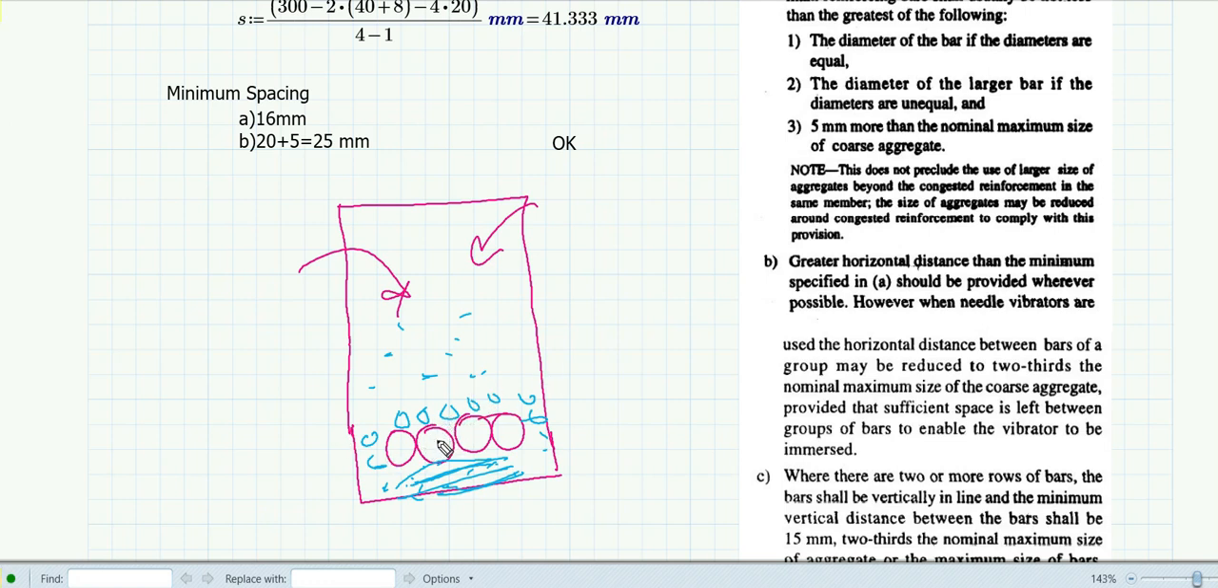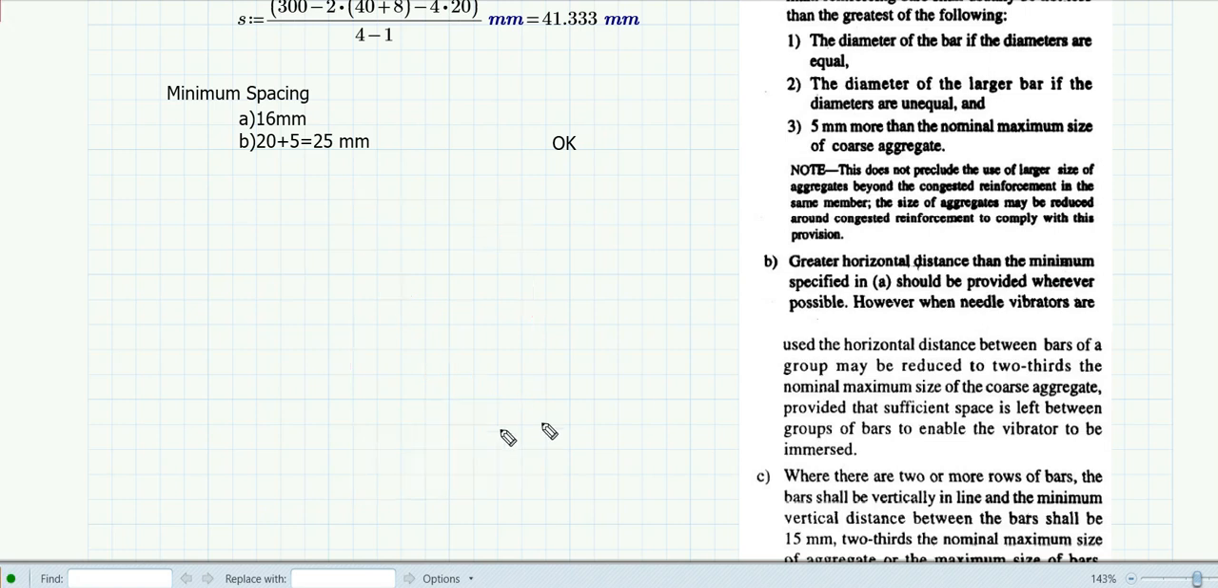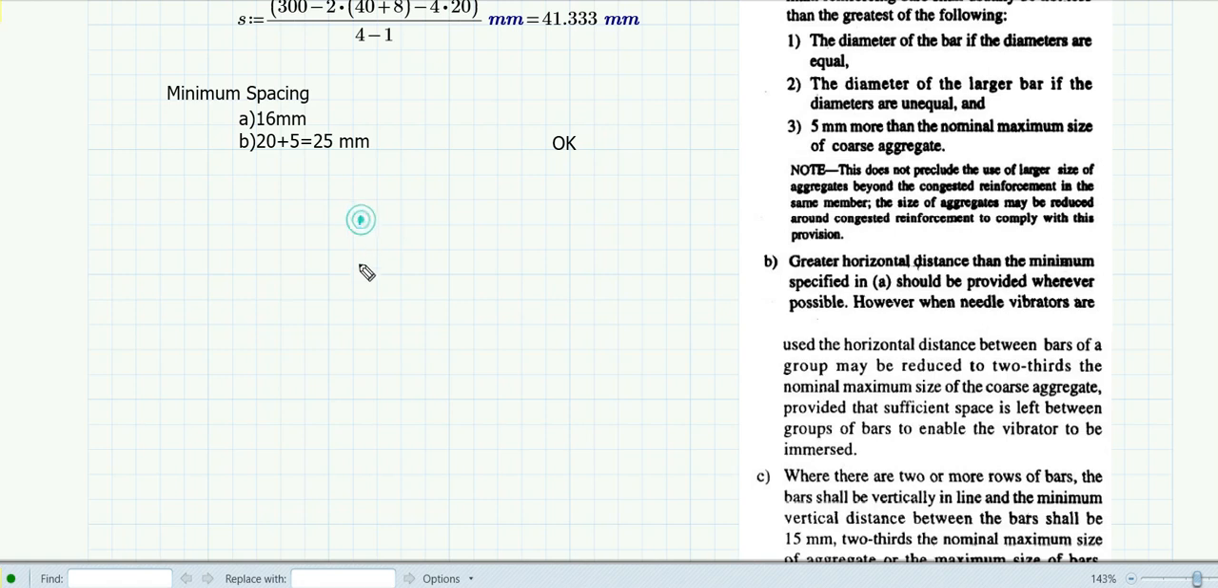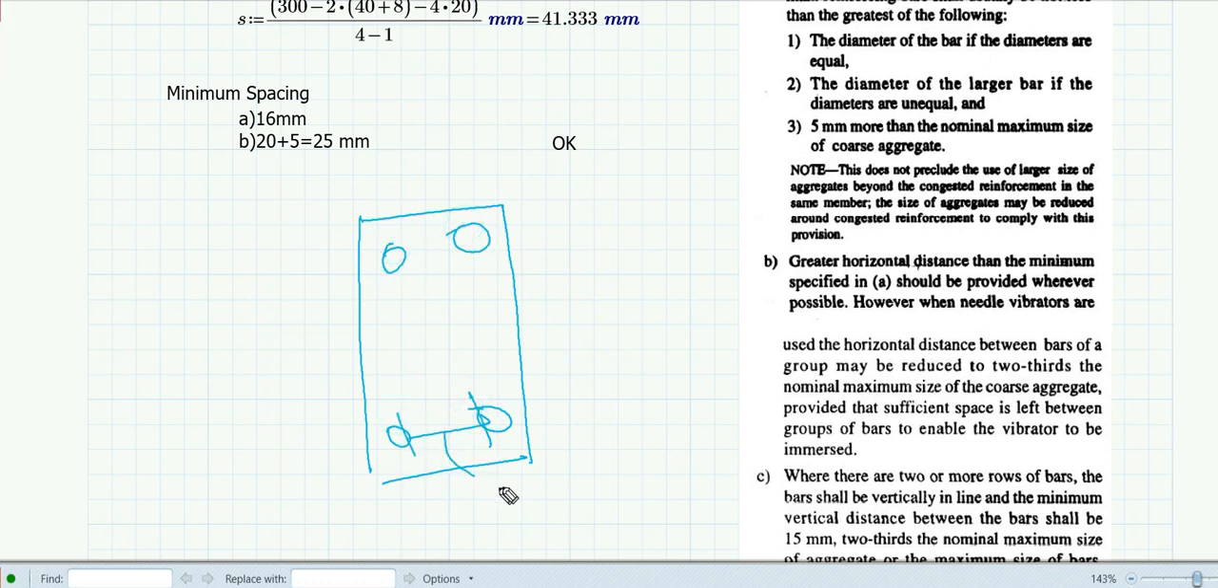And if the spacing is very large, suppose this is the beam and you have provided only one bar, is it acceptable? No, it is not acceptable. There is a provision that in the case of a beam, there should be a minimum of 4 bars. This is the minimum requirement. And the spacing should not be more than 300 mm, because if it is more than 300 mm, the effect of the reinforcement will not be there in the concrete.